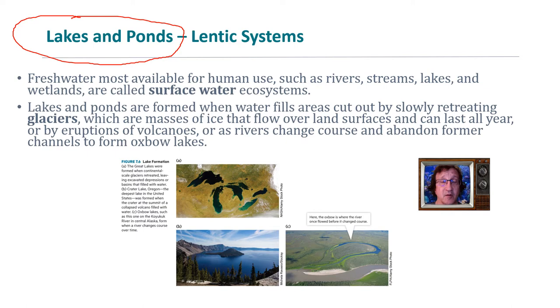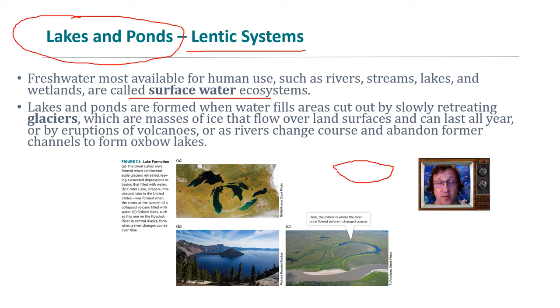But these are also called lentic systems, and don't worry about the term, it just means shaped like a lens, because the body of the water sometimes looks like that. But anyway, this is a type of surface water. That means it's found on the surface, you don't have to drill for it. I've lived in areas of Illinois where we used lake water as our drinking water supply, and usually that water was pre-treated so that it met drinking standards.